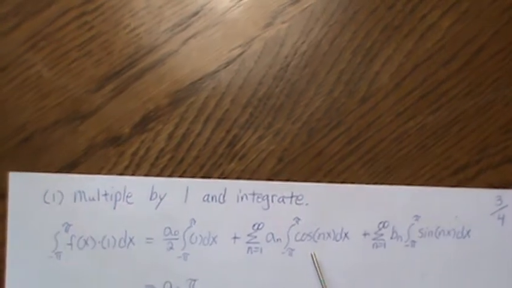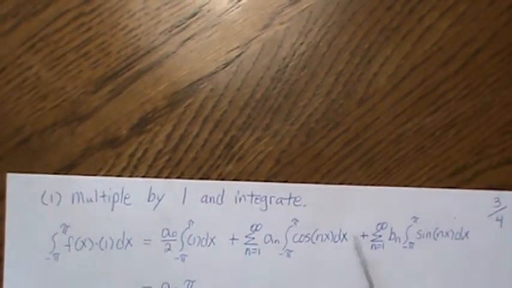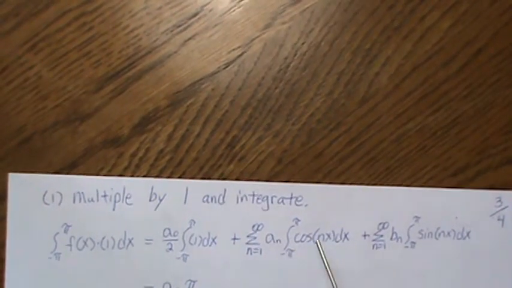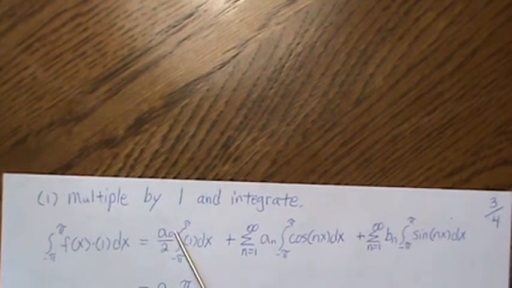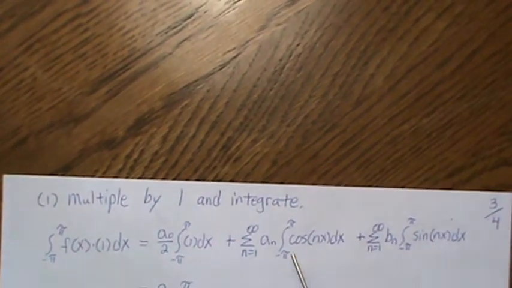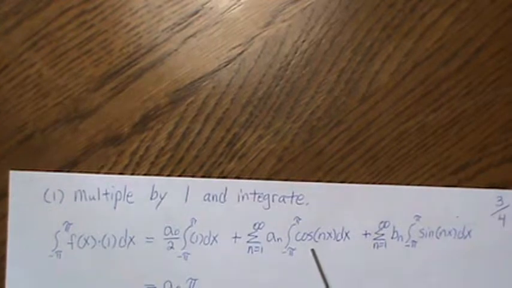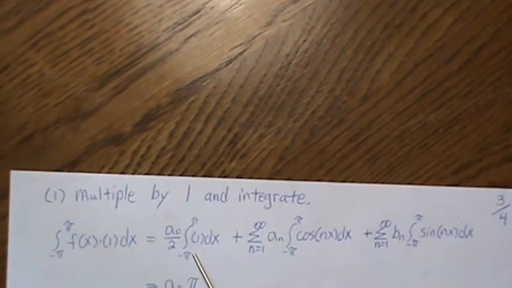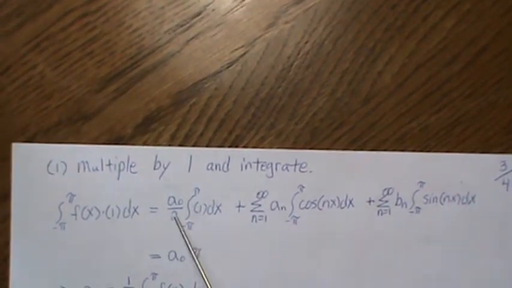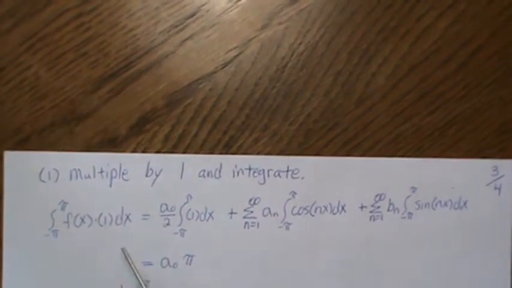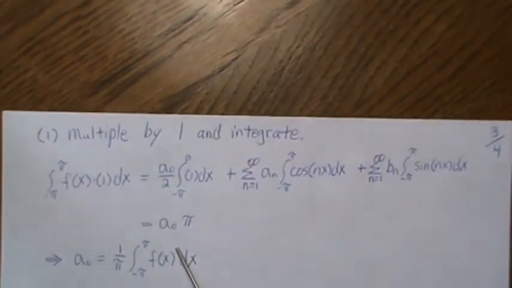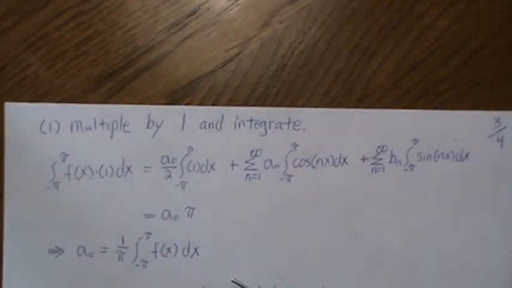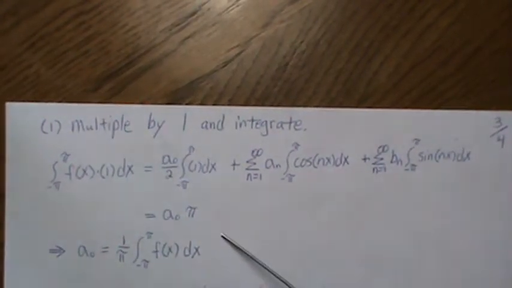But all of these functions are 0. The integral of this is 0. The only one that's not 0 is this one. The others are 0 because they're orthogonal to the 1 function. The integral of this is 2 pi, so the 2's cancel and we get a0 is pi. So to solve for a0, we just divide both sides by pi, and this is our constant, a0.